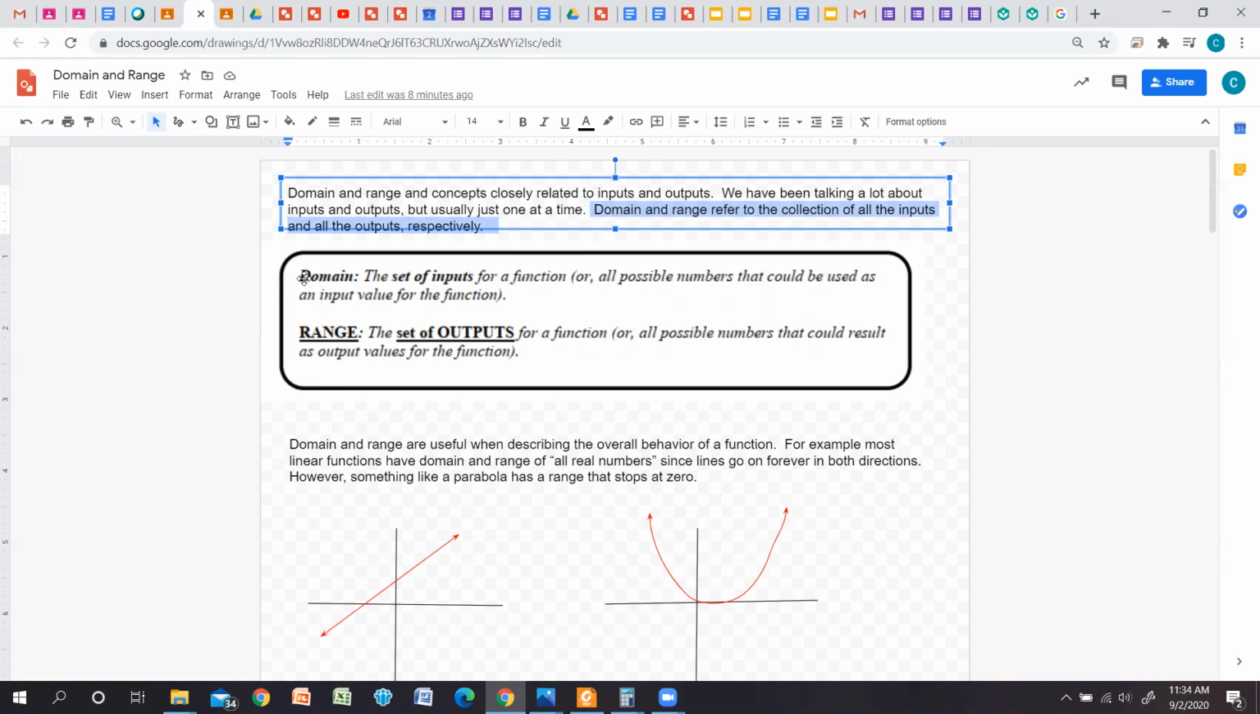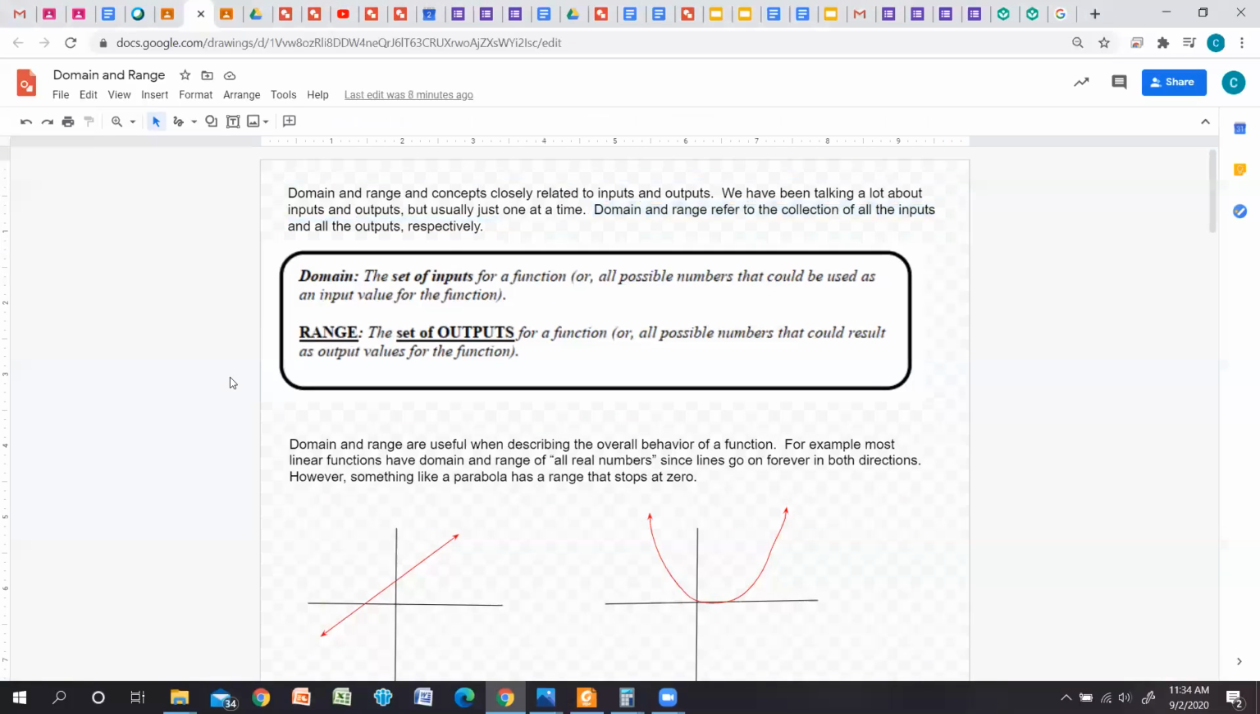Domain and range refers to all of the inputs or all of the outputs of a function. For example, domain is the set of inputs of a function, or all possible numbers that could be used as an input. Range is all of the outputs, all the possible output values of a function. This can be very useful because it gives us another way to describe a function without having to have specific information. When functions get more complicated, it's one way to describe how the function acts.